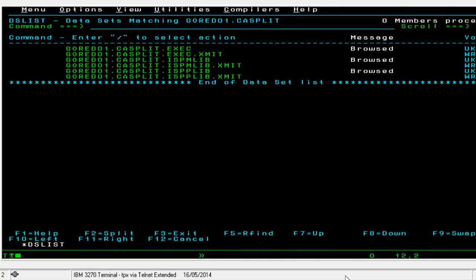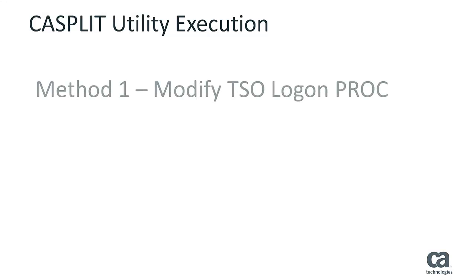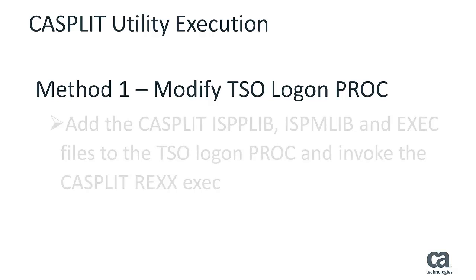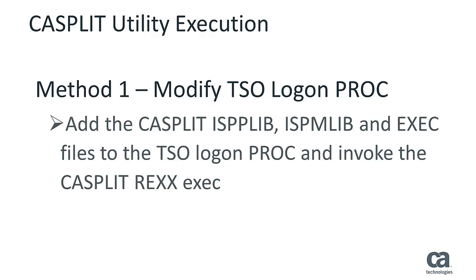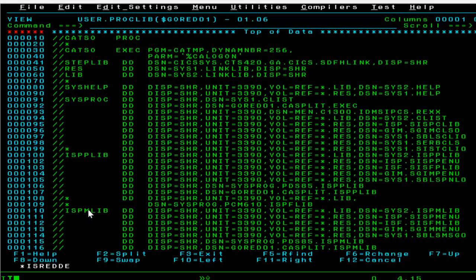So now we have all the files we need to execute CASPLIT. There are two methods to execute CASPLIT. The first method is to modify the logon proc. Add the CASPLIT ISPPLIB, ISPMLIB and exec files to the TSO logon proc, and then invoke the CASPLIT REXX exec. You can see here a TSO logon proc with the changes already made.